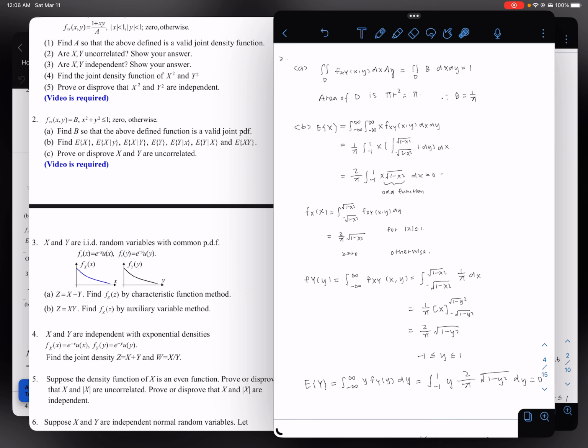So basically what we get is b times the area of this circle. So we get b times pi equals 1. So b is 1 over pi.